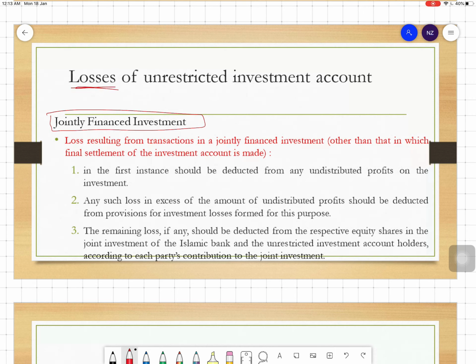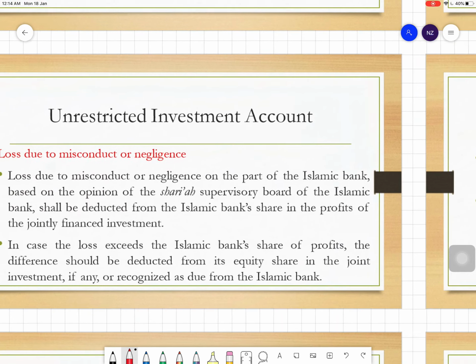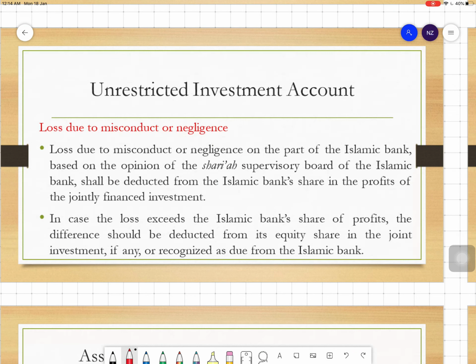So here you can see it like steps. If we incur a loss, we deduct this loss first from the undistributed profit. If there is an excess, it will be deducted from the provision for investment losses. And if there is a remaining loss, only then it will be deducted from the equity shares, or the investment accounts of the partners. This is just theory. Later you will see and try to do the questions. Okay, that one is on loss.